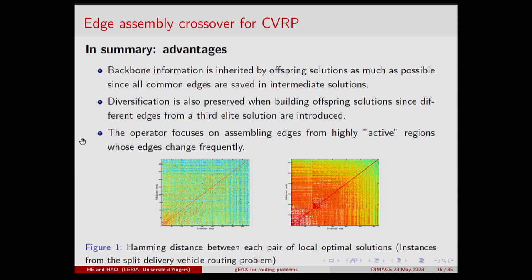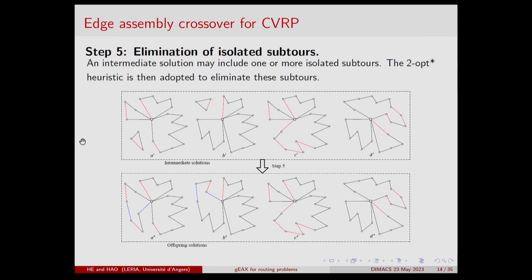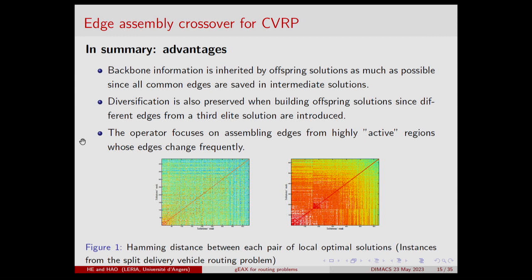And the second one is that some diversification will be preserved by their offspring solutions. Also look at these offspring solutions. We can find that these edges are completely from solution phi A, and these edges come from parent phi B. So it can guarantee some diversification when producing offspring solutions. And furthermore, this crossover can focus on some active areas to assemble some edges used in parent solutions phi A and phi B.